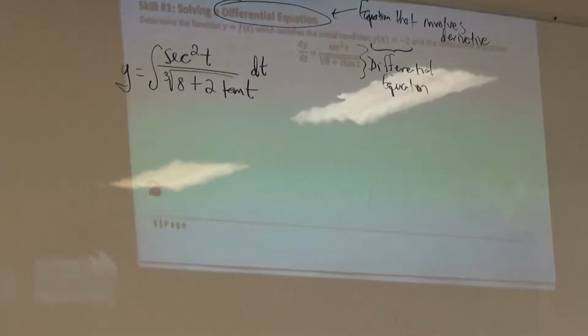Have a quick strategy conversation. It's been a while. What are you going to do? So I need to find the antiderivative of secant squared t over the cubed root of 8 plus 2 tan t.